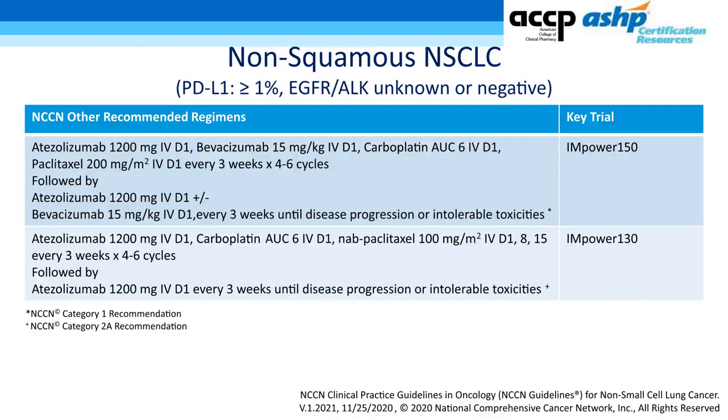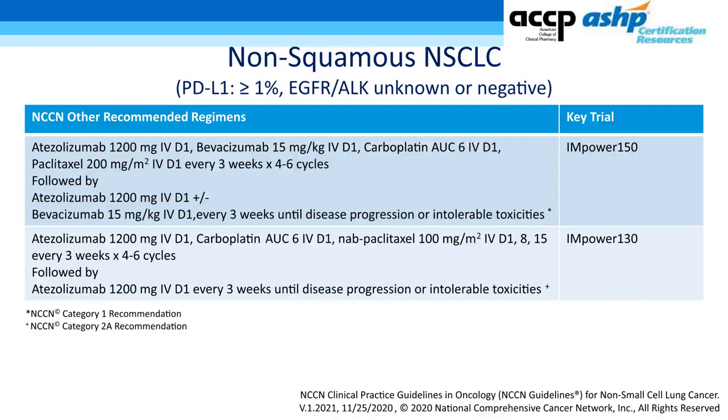Other recommended regimens for patients with PD-L1 status of greater than 1% and no actionable mutations, we may consider the combination of 4 drugs, including atezolizumab, bevacizumab, carboplatin, and paclitaxel, and that was followed with atezolizumab and bevacizumab for continuation until disease progression or intolerable toxicities. This is listed as a Category 1 recommendation.